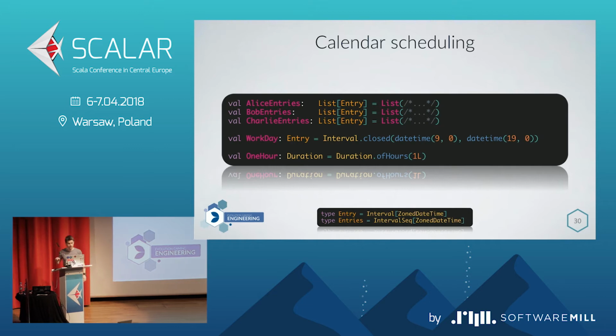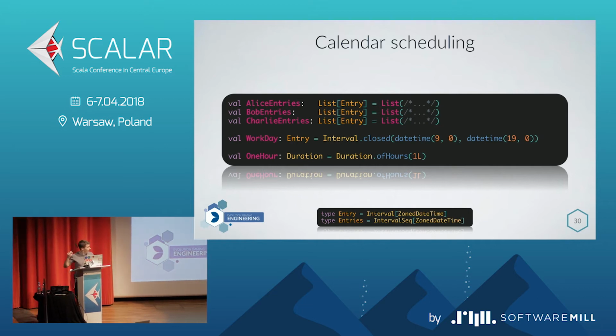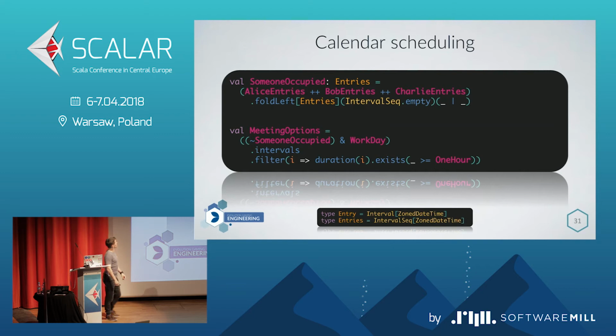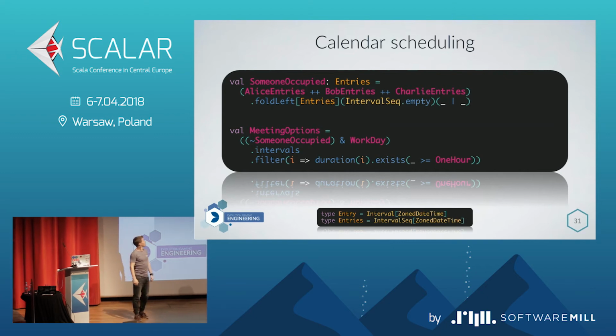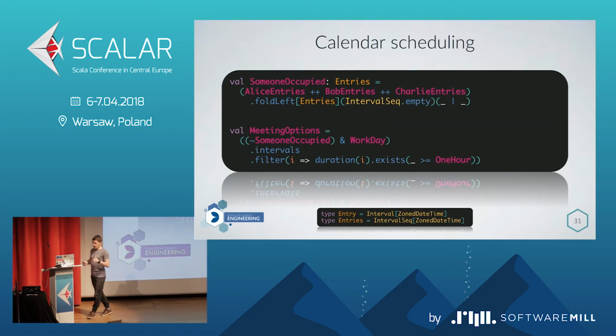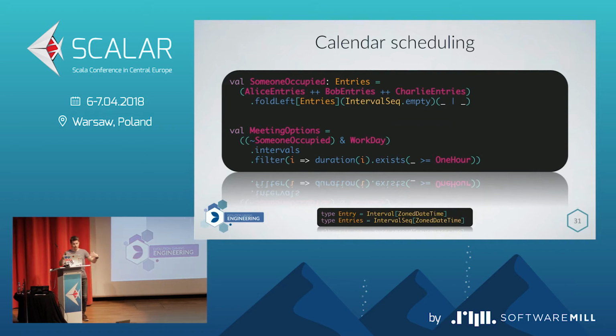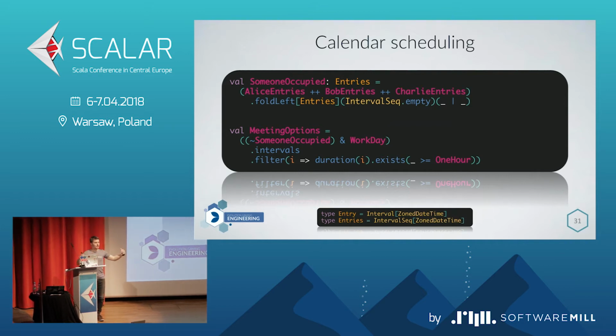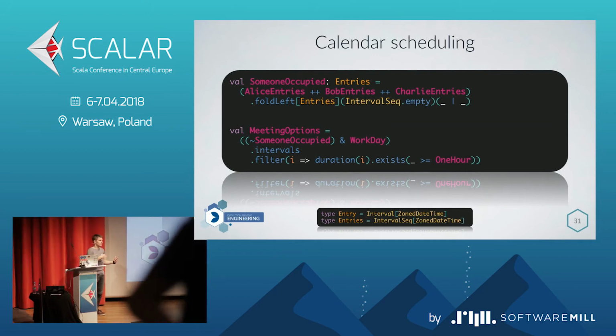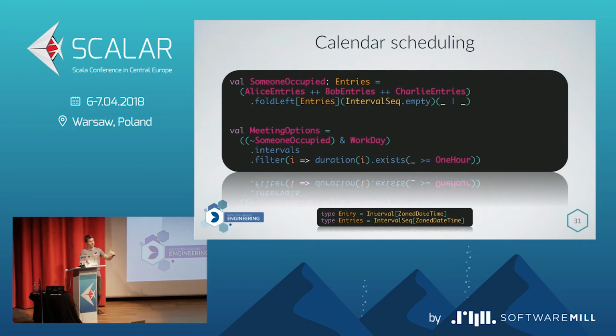And 1 hour duration is again for filtering. And now we are finally ready to solve the task, and the solution actually fits one slide. So first we merge all the entries together to get an interval set of all periods when at least one person is working. So this is the set of periods where we can't have a meeting, because someone has some scheduled stuff to do.